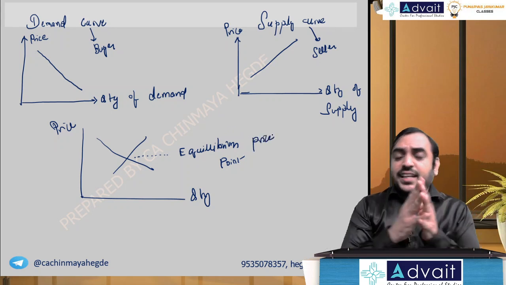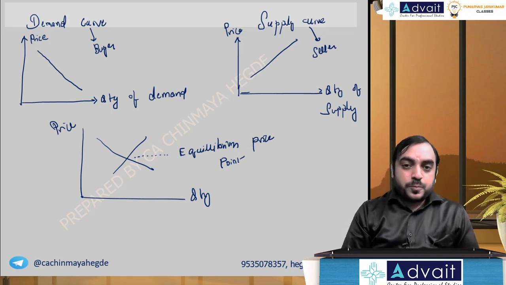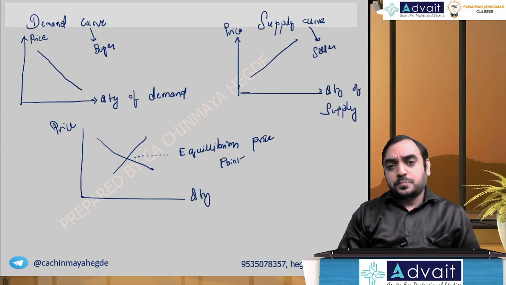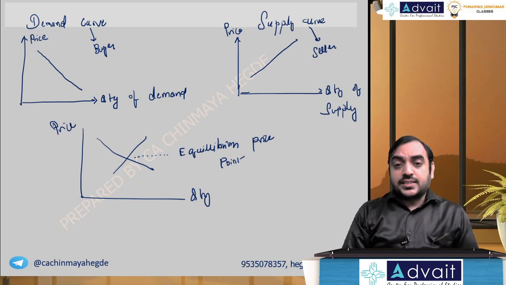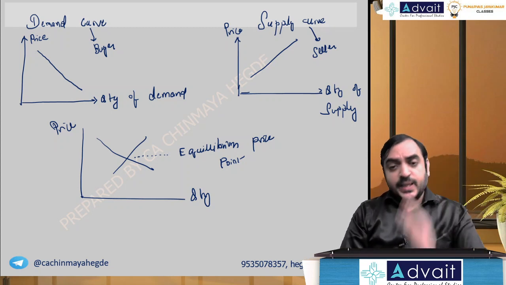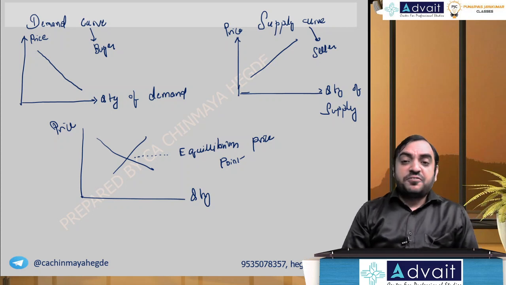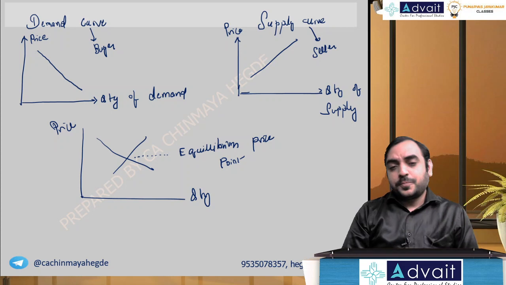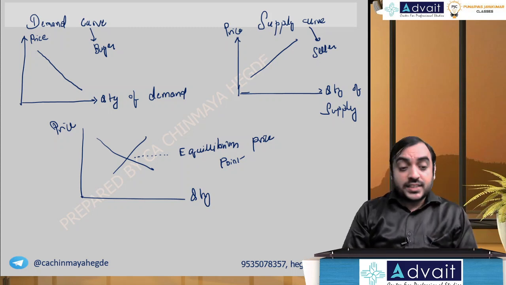Now, does this apply in real life? Many people think this is not realistic. I'll give a simple example. This is definitely applicable in real life. How? Just imagine you go to a footpath vendor. Some fruits are there. You ask him, how much is this 1 kg?